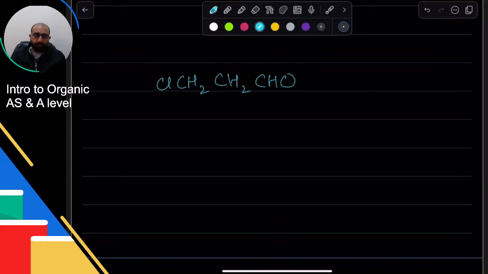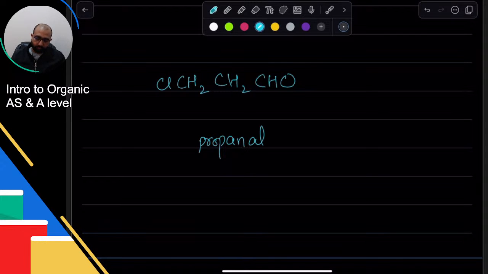Okay, so first identify the functional group that you have. Halogen, alkane, aldehyde. So obviously the aldehyde is the main functional group. 3 carbons, so prop, ane. So main stem is prop, the stem suffix is ane, and then aldehyde, propanal. Okay, so there you go.